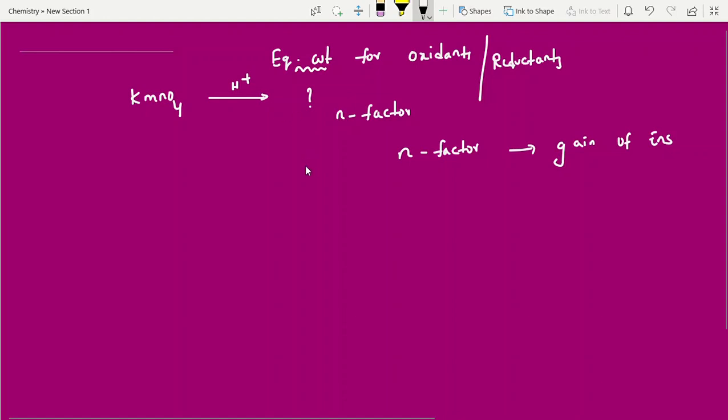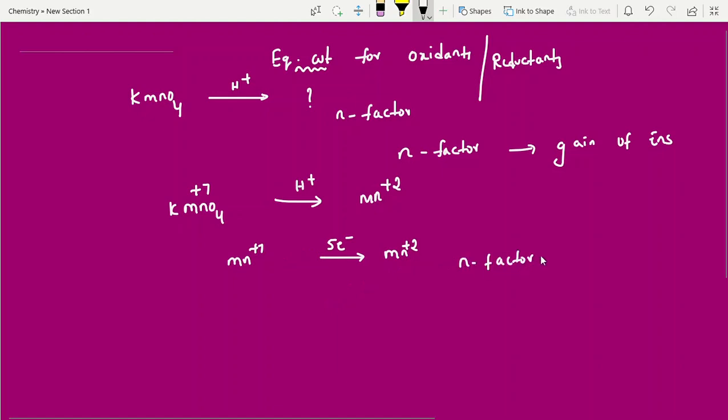KMnO4 in acidic medium, N factor. See students, KMnO4 in acidic medium converts into Mn+2. You have to write this product also; sometimes they will not give the product. So calculate the oxidation state: it is +7. Now write Mn +7 oxidation state to +2 oxidation state. How many electrons did it gain? 5 electrons gained. That's the reason +7 state is converted to +2 state. So what is the N factor here? N factor equal to 5.